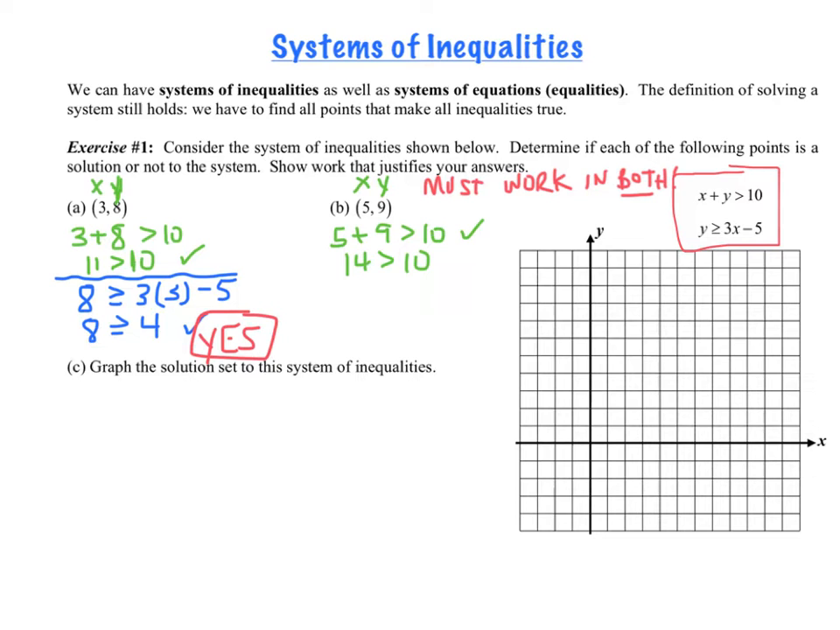All right, now I test the 5 and 9 into the second inequality. So 9, is that greater than or equal to 3 times 5 minus 5? So 9, is that greater than or equal to 3 times 5 is 15, minus 5 is 10? Is 9 greater than 10? No, it is not. So we would conclude that 5, 9 is not a solution.